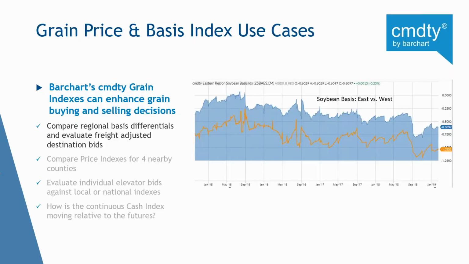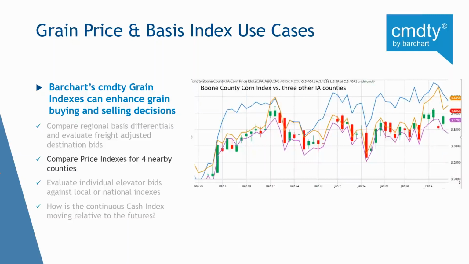Here on this chart, we're comparing the regional basis differentials across the east and west regions, and you can use that to look for freight adjusted destination bids. What are the best destinations to ship to, for example. You can compare price indexes for, say, 4 nearby counties. In this case, in the candle chart, we're looking at Boone County versus 3 other counties nearby. And you can see the differences in the price ranges for those other counties versus Boone.